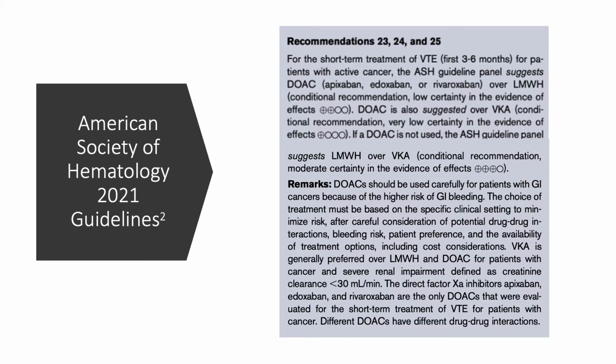For the short-term treatment of VTE, so around the first 3 to 6 months for patients with active cancer, the American Society of Hematology guideline panel suggests a DOAC, either apixaban, edoxaban, or rivaroxaban, over low molecular weight heparin. It should be noted that DOACs should be used carefully for patients with GI cancers because of the higher risk of GI bleeding. It is also recommended to not use DOACs if a patient has a severe renal impairment, which is defined as a creatinine clearance less than 30 milliliters per minute.